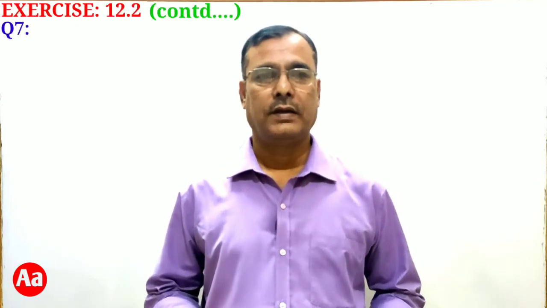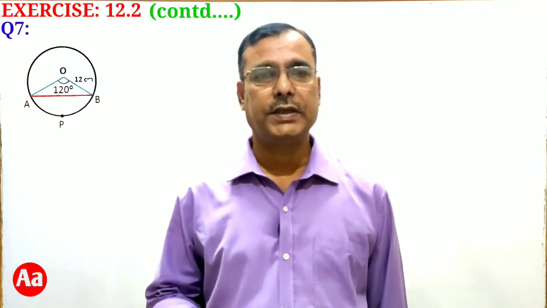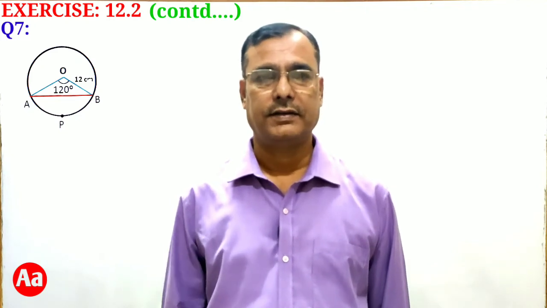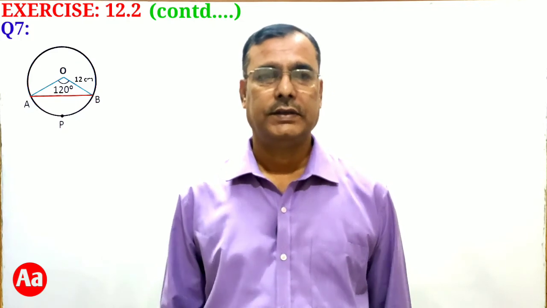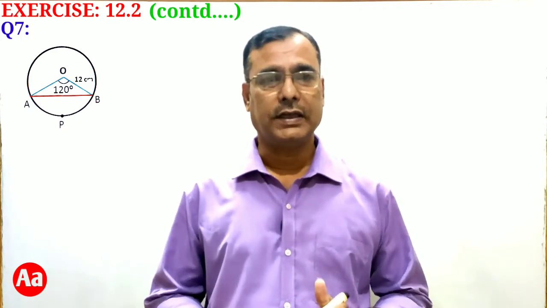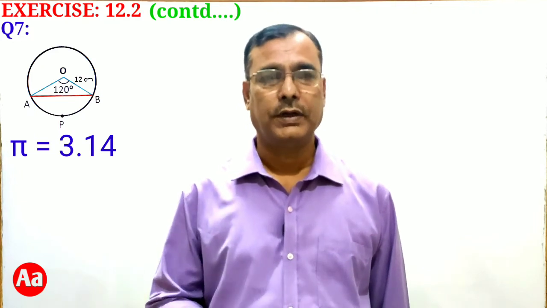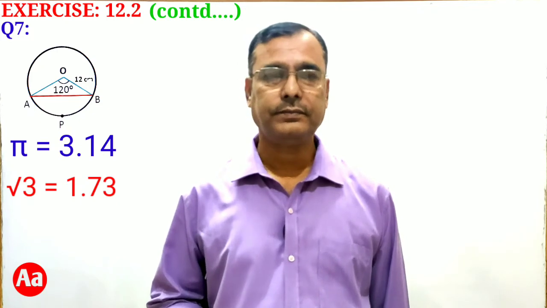Exercise 12.2, question number 7. A chord of a circle of radius 12 cm subtends an angle of 120 degrees at the center. Find the area of the corresponding segment. In this question, it is also given pi equal to 3.14 and under root 3 equal to 1.73.